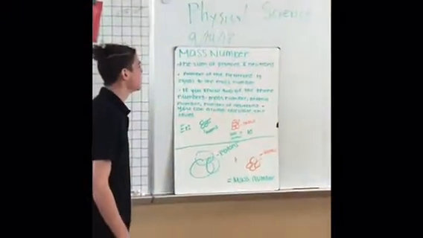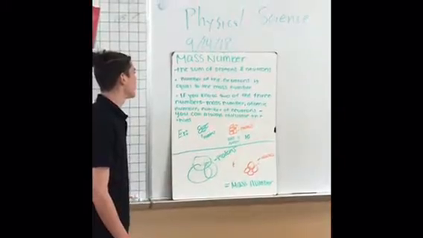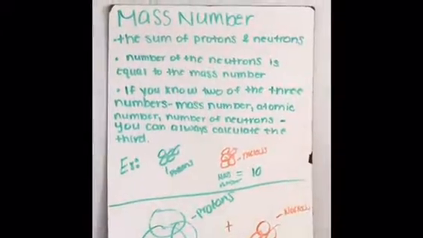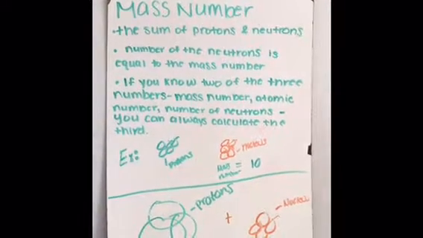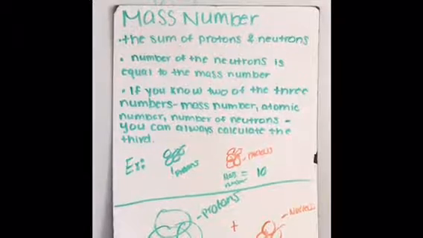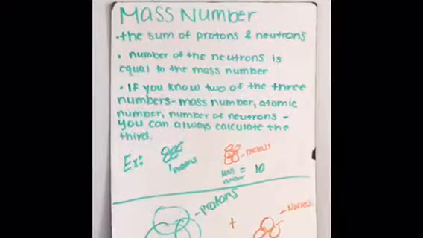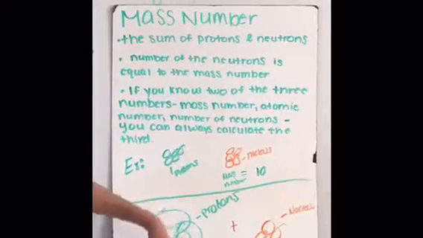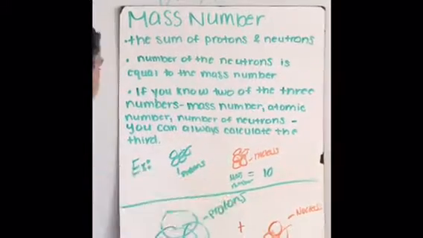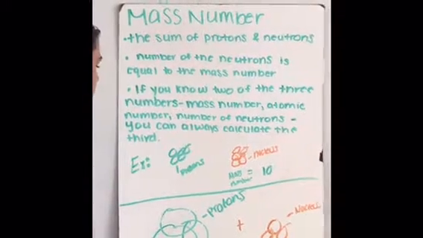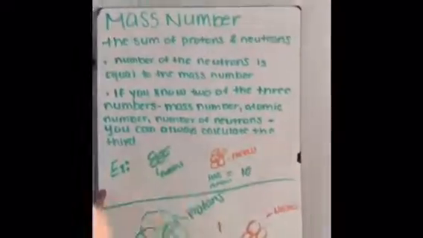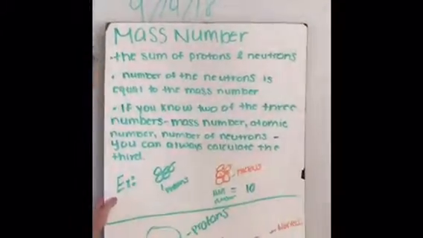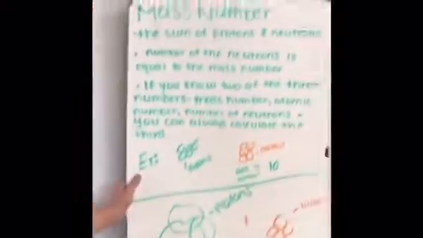Mass number is the sum of protons and neutrons. The number of protons and neutrons is equal to the mass number. If you know 2 of the 3 numbers, mass number, atomic number, number of neutrons, you can always calculate the third. For example, the mass number equals 10. That should say protons and neutrons, not nucleus. No problem. Thank you.